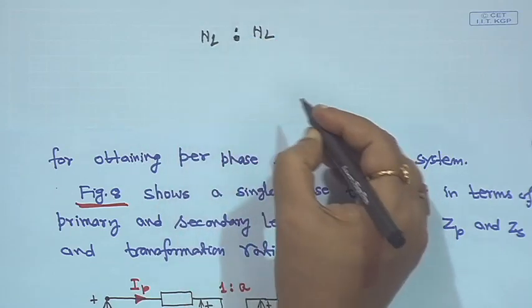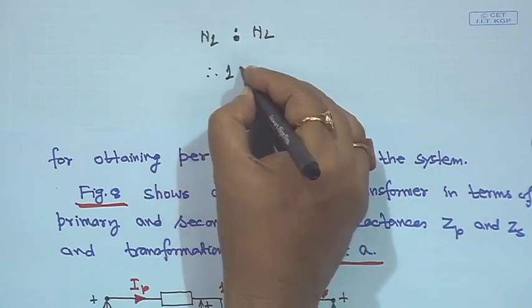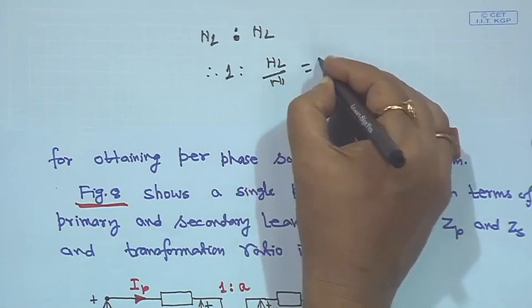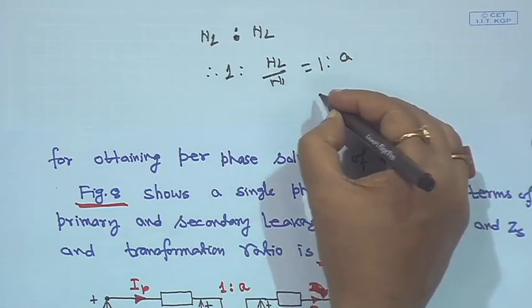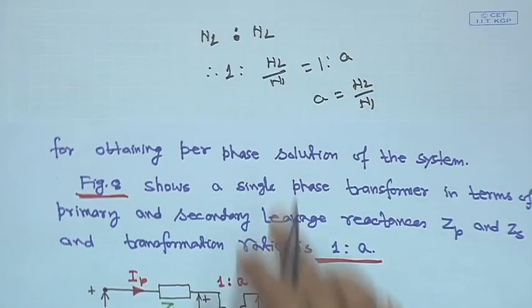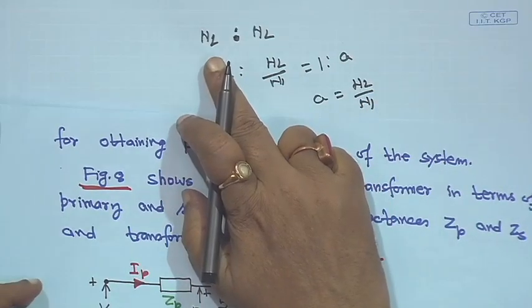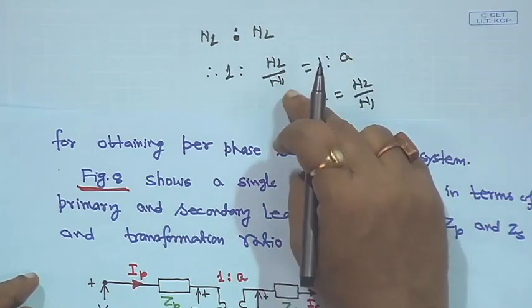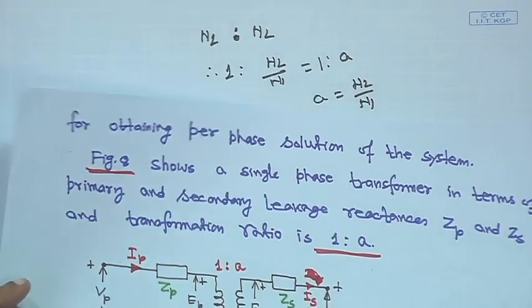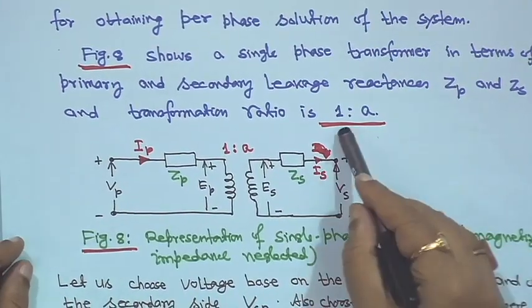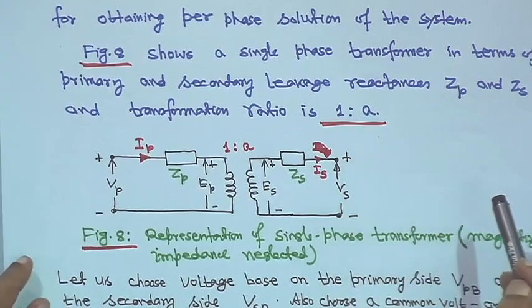So, N1 is to N2, that means it can be written as 1:N2 by N1, which is equal to 1:A, and A is equal to N2 upon N1. N1 is the primary side number of turns, N2 is the secondary side number of turns. So, A is equal to N2 upon N1. That is why the transformation ratio is given as 1:A.